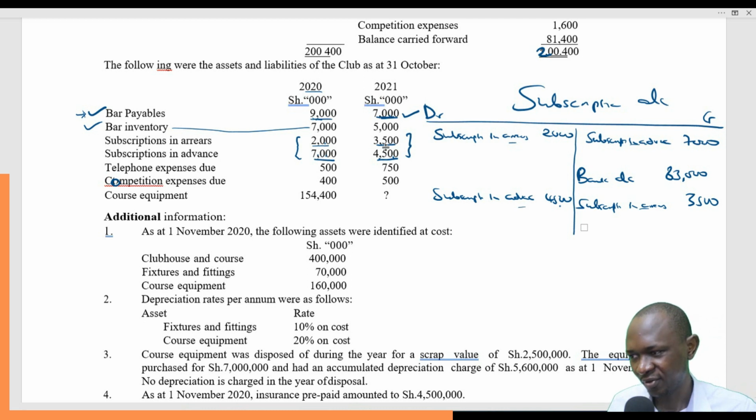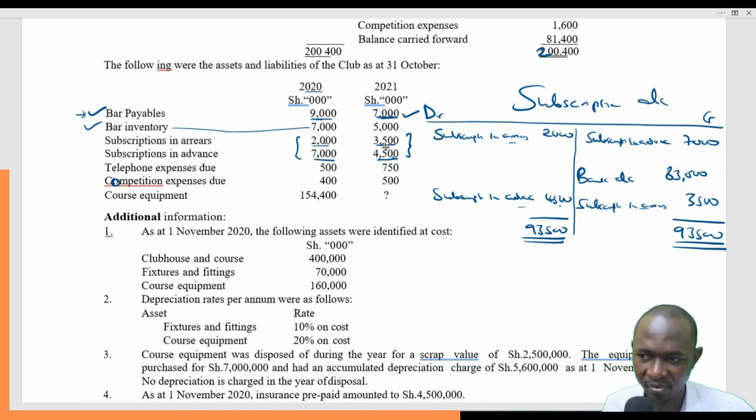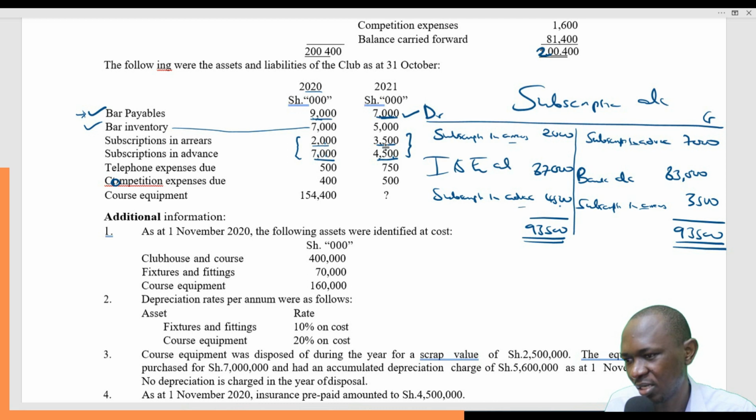And then this is for this year. This is for this year. This is for this year. So then we get the total. This becomes 93,500. And this also 93,500. The difference, 93,500 minus 6,500, you get 87,000. So this is what we are going to send to the income and expenditure account. That's how we go about it.